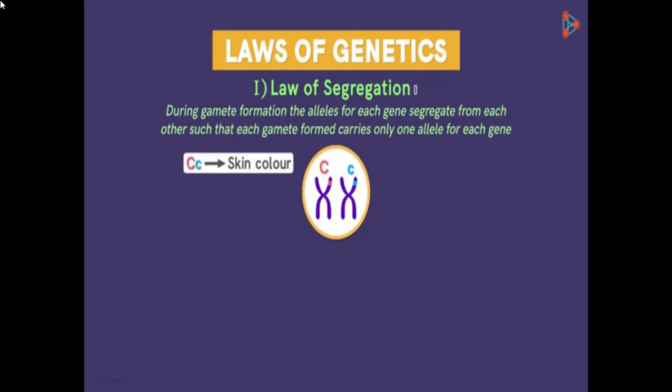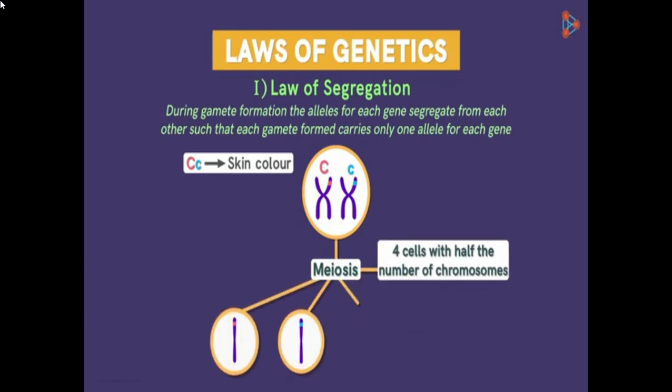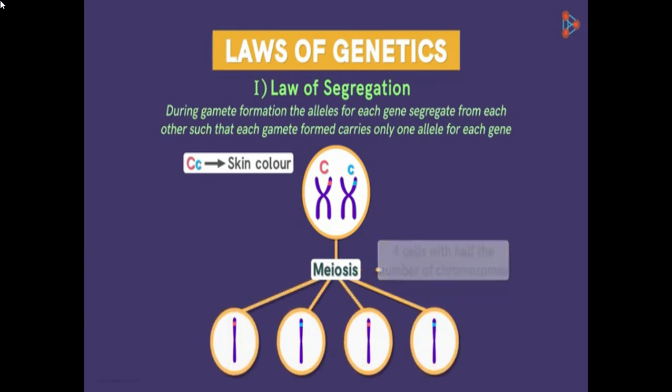Now to understand the law, let's break it into parts. The first part says, during gamete formation. This is the process of meiosis. It is the type of cell division which gives us 4 cells with half the number of chromosomes. The second part says, the alleles of each gene. So here, C and c is what we are referring to. That means one allele from the gene set.